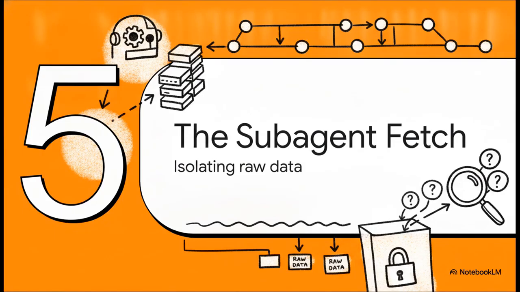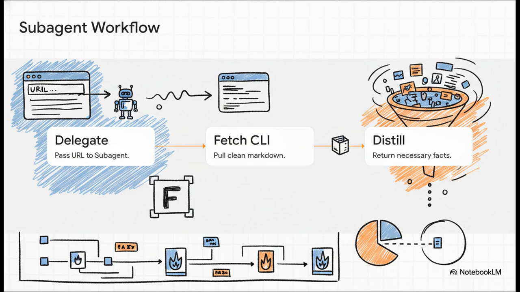Section 5, the subagent fetch pattern. Let's look at the secret weapon for isolating raw data. So, how do we guarantee that the main agent never gets flooded? Simple. We use a subagent. Here is the ingenious workflow. Step 1. The main agent delegates a URL down to a specialized subagent. Step 2. The subagent uses that fetch CLI we talked about to pull the clean, bounded markdown.